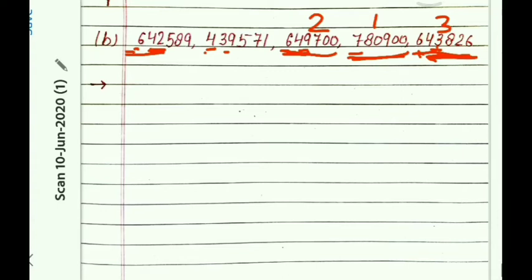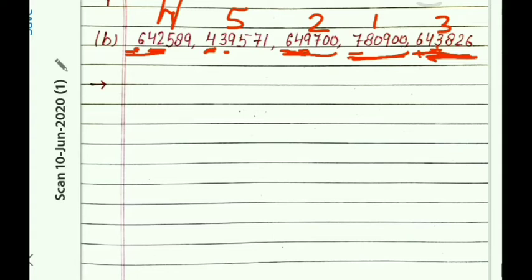Next, which one is more? 64,589, and this is 4 lakh. Clearly you can see it is 6 lakh place and here is 4. So which one is more? 6 lakh 42,589. Last it is left 5,39,575. So it is the fifth number. Okay, now we have written above the numbers.